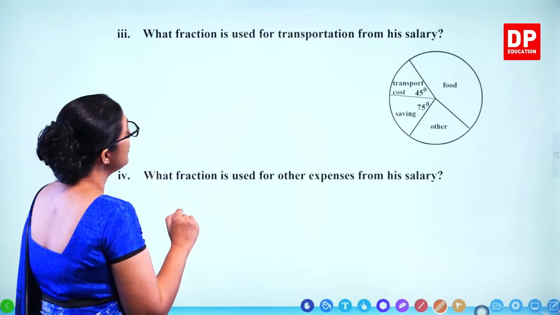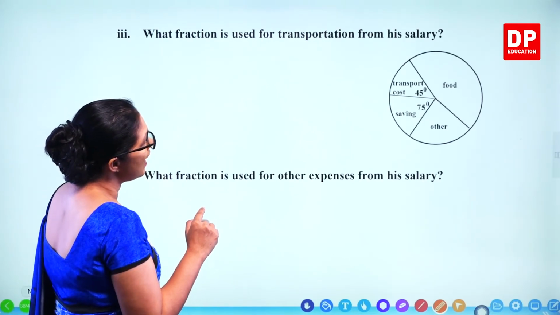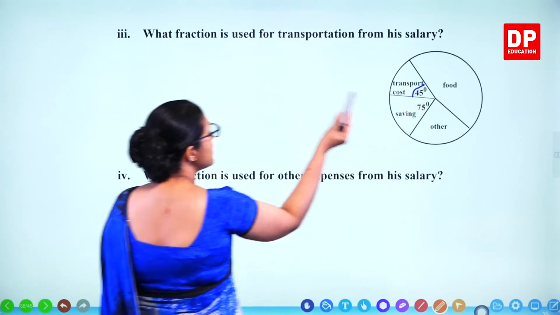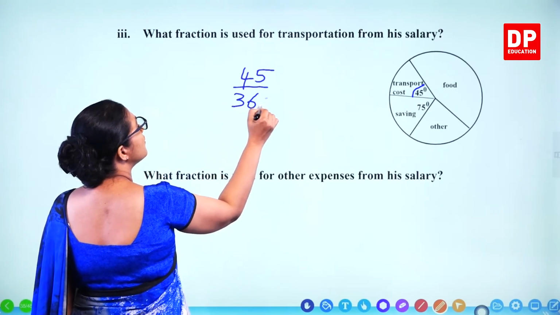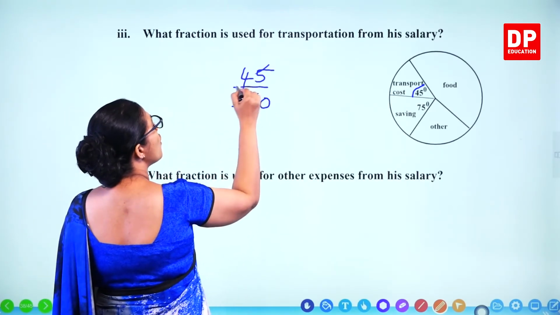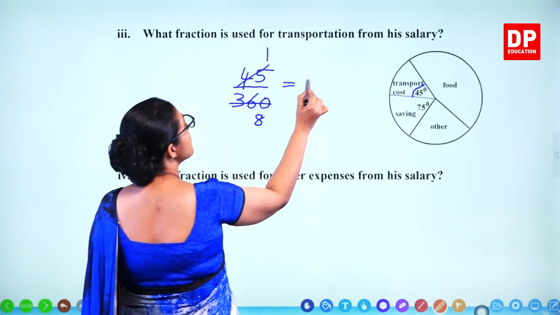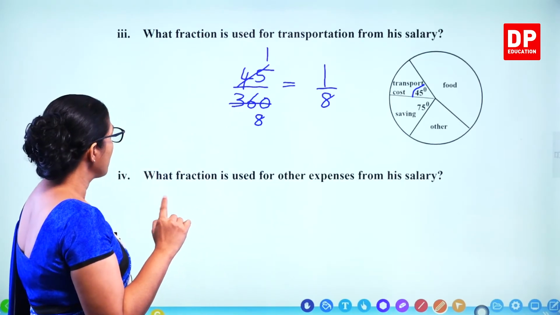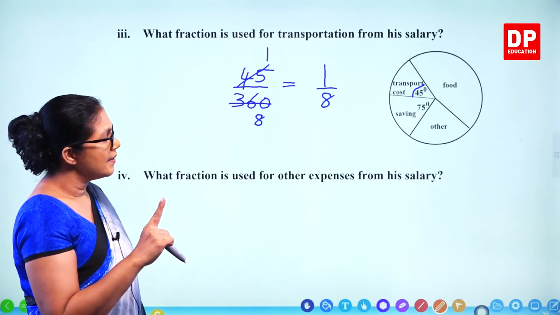Let's take the third part. What fraction is used for transportation from his salary? So 45 degrees out of 360. So that's the fraction. When you simplify, we see 45 times 8 is 360. That's 1 over 8. What fraction is used for other expenses from his salary?